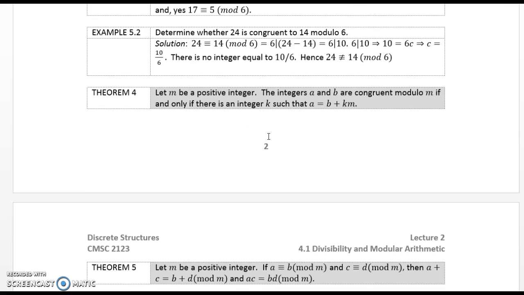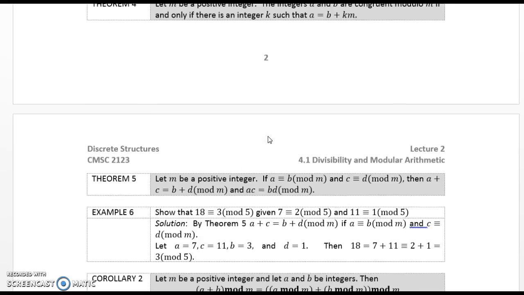Example 5.2. Determine whether 24 is congruent to 14 modulo 6. Solution. 24 is congruent to 14 mod 6 if 6 divides 24 minus 14, which is 6 divides 10. 6 divides 10 implies that 10 is equal to 6c, so c is equal to 10 sixths. There is no integer equal to 10 divided by 6. Hence, 24 is not congruent to 14 mod 6.